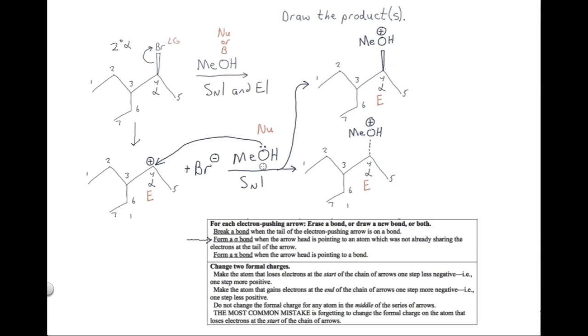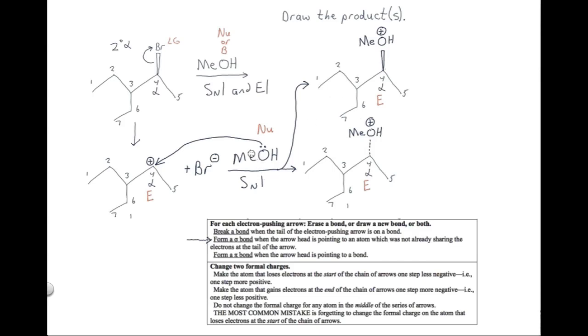Form a sigma bond using this rule. The head of this arrow is on carbon 4, and the tail is on the lone pair on the oxygen. Well, in this picture, carbon 4 is not yet sharing the electrons in the lone pair. That's the situation when an arrow tells us to form a sigma bond. So here's that new sigma bond between carbon 4 and the oxygen.